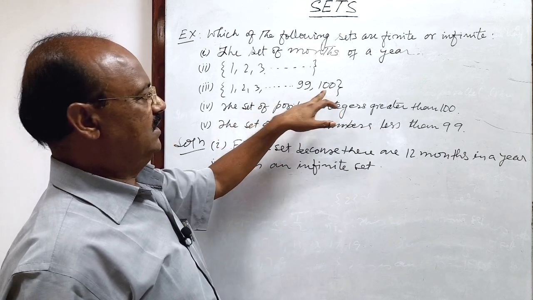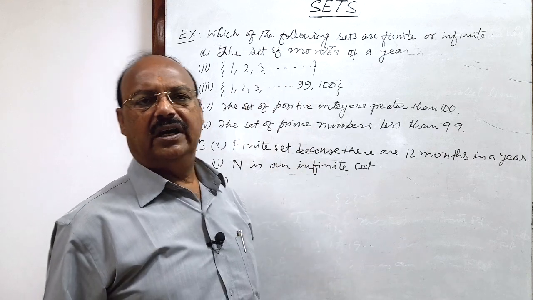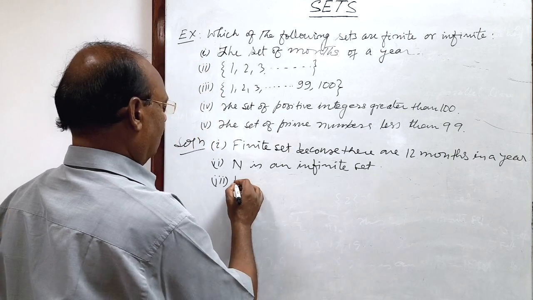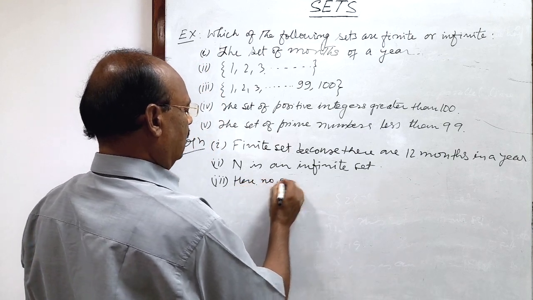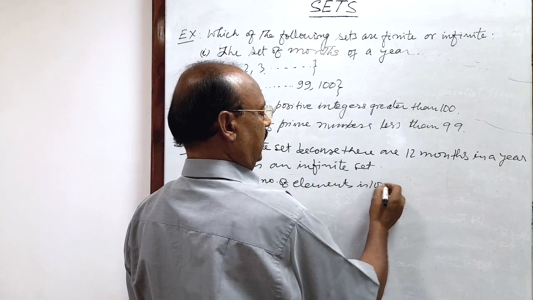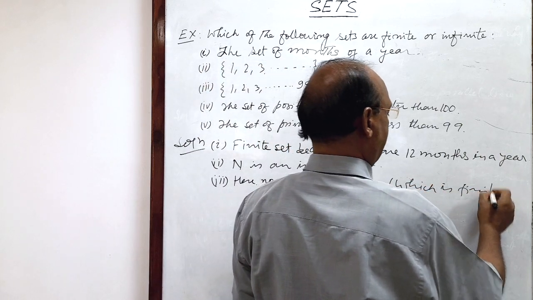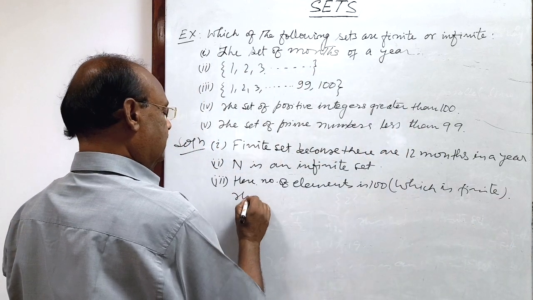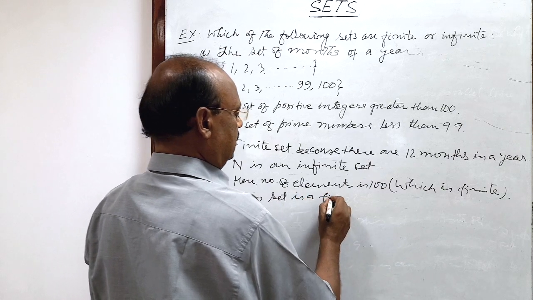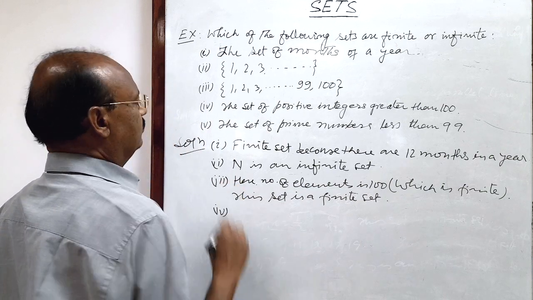Now third, here 1 2 3, these are also natural numbers, but the maximum value is, the last member of this set is 100. So obviously here there are 100 members, 100 elements. So number of elements is finite. Here number of elements is 100, which is finite. So this set is a finite set.